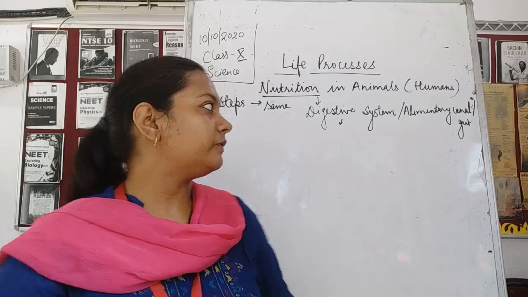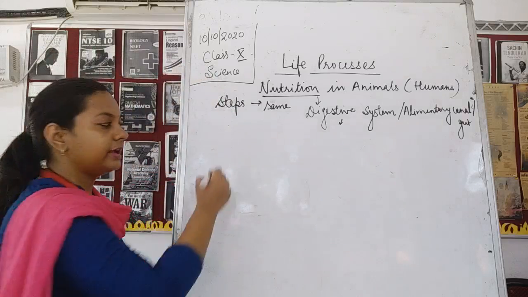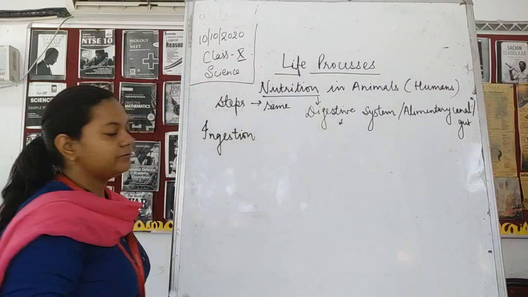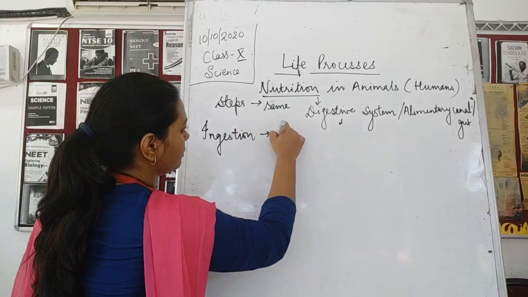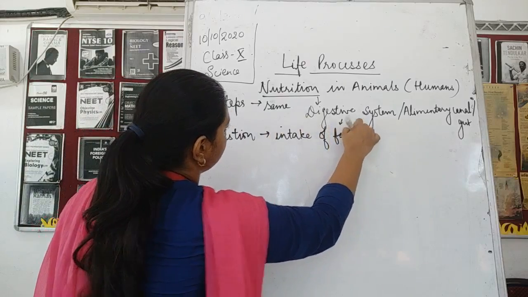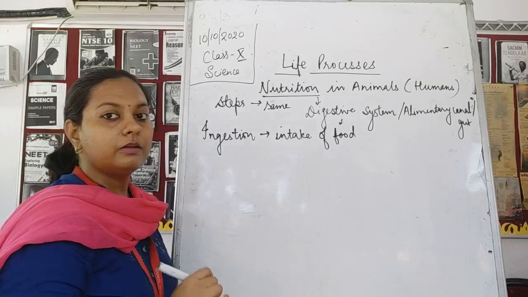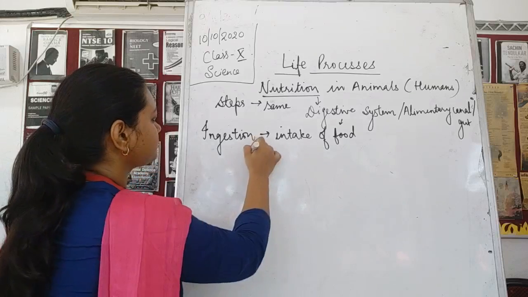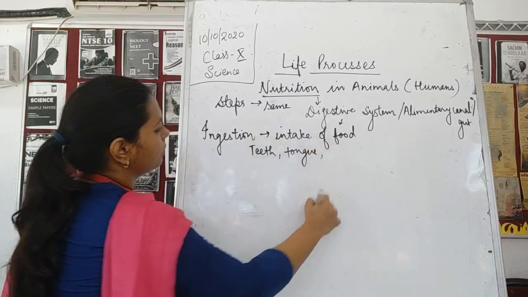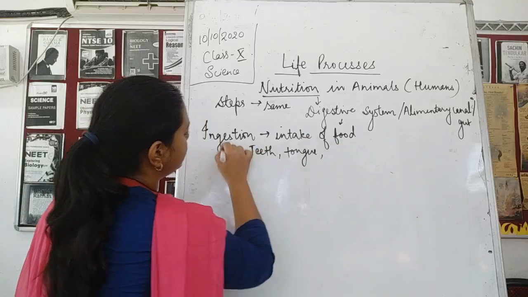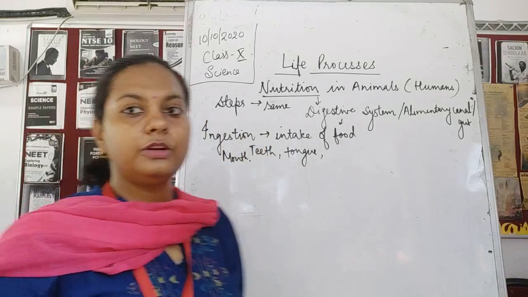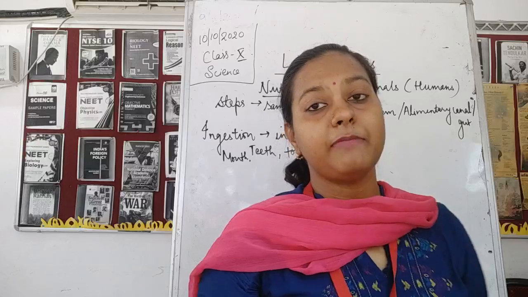So children, in the steps of nutrition in human beings, we have already studied ingestion. Ingestion means it is a process of intake of food. Now here what comes into the matter is the teeth, tongue, and then the mouth. With the help of hands we are taking in the food, and with the help of the mouth we are masticating the food.